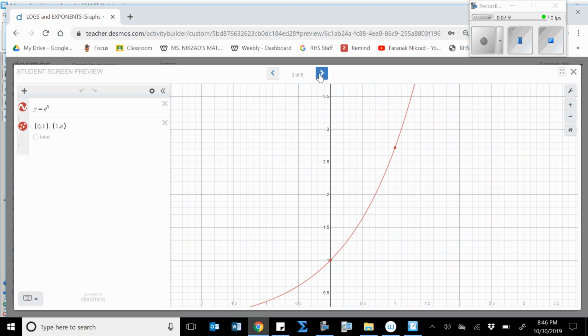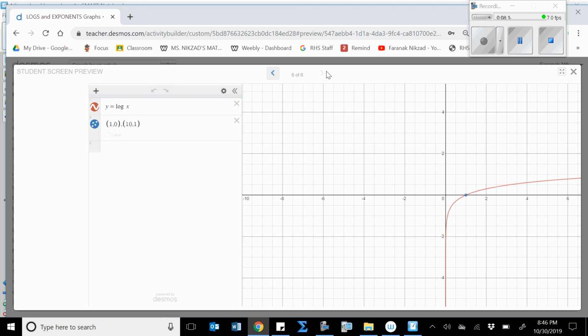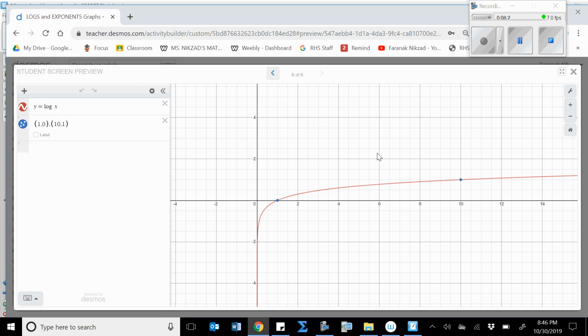If you consider the natural log function, again the same thing. (1, 0) is the x-intercept, and (e, 1) is the other important point on the graph of this function. Log base 10 also has the same situation, has (1, 0) as the x-intercept and (10, 1). So these points are the important points of the log function. We will talk more about these in the next part of the lesson.